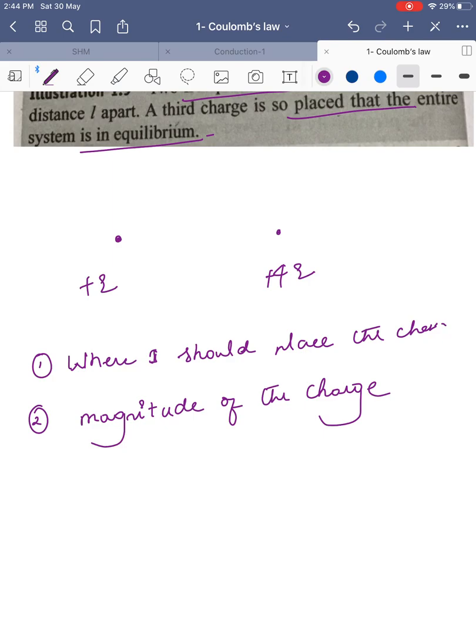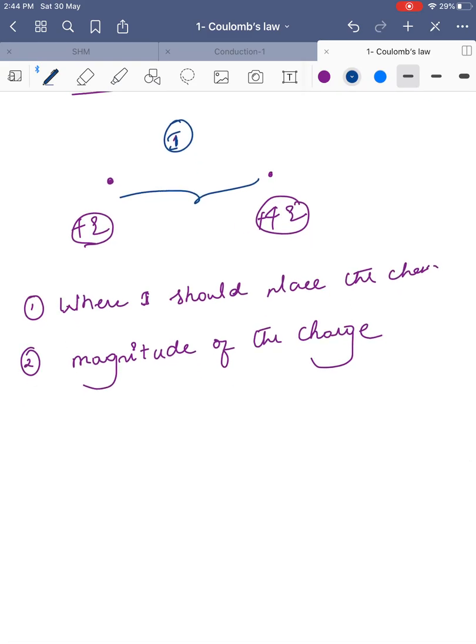Remember this as a short trick or whatever it may be. If the charges are of the same sign, the next charge, to be in equilibrium, should be in between these two charges, in this region. So first, let's find where it should be placed.